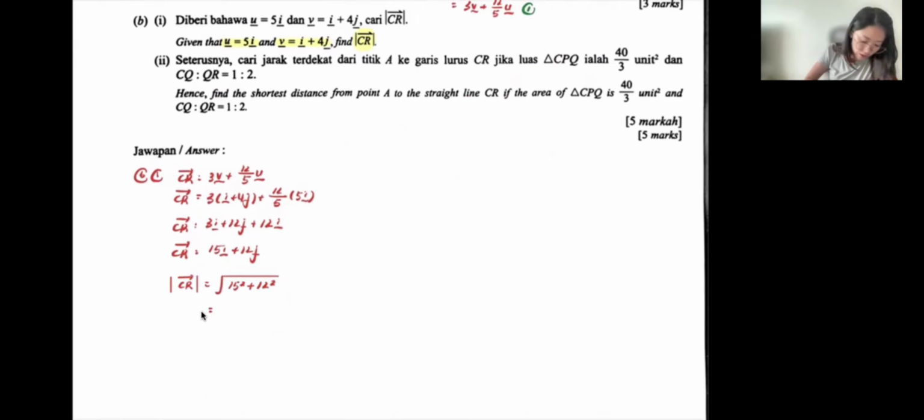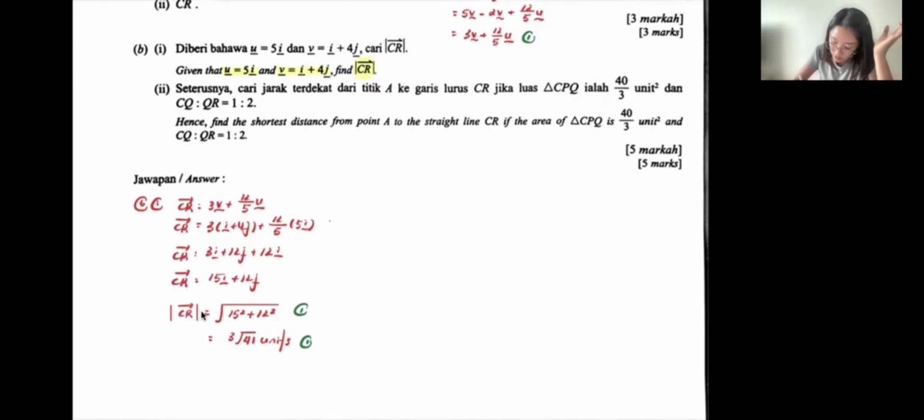Okay, so what is this? Square root of 15 squared plus 12 squared. You can just write 3 surd 41 units. Magnitude means the length, okay? The length of the vector, how long. This is 1 mark over here. Another one on substitution, 3 marks.